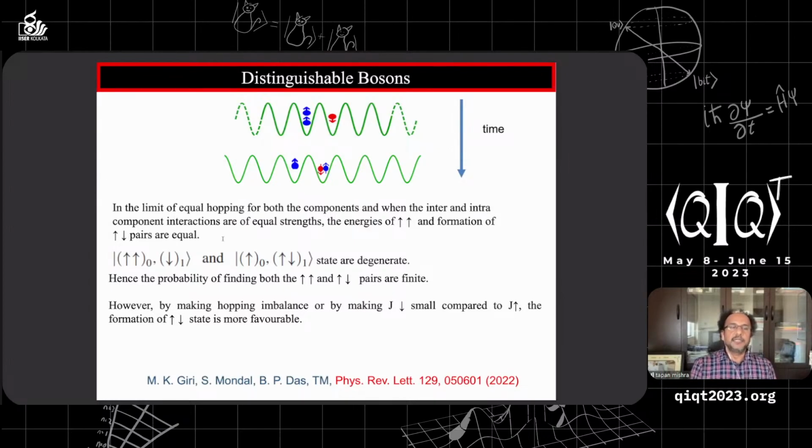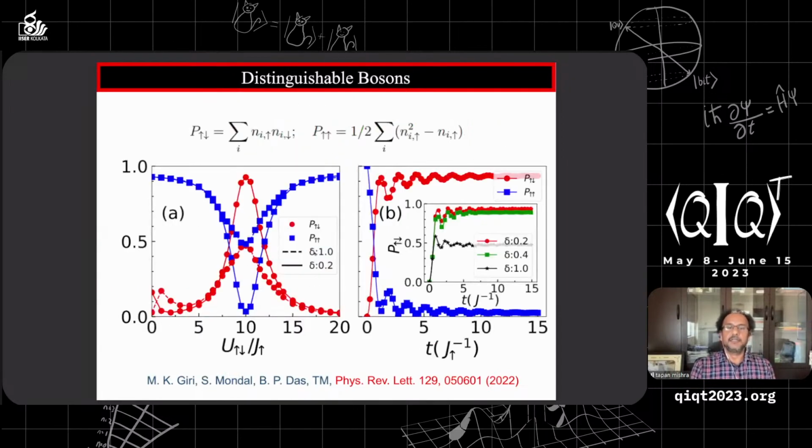So why does this happen? In the limit of equal hopping for both the components, and when the inter- and intra-component interactions are of equal strength, the energies of the up up pair and the up down pair are equal. Therefore the initial state, up at the 0th site and down at the first site, and up at the 0th site and up down at the first site, are degenerate states. Note that I'm talking about equal hopping strengths. When J up and J down are the same, these two states are degenerate. Hence, the probability of finding both pairs is finite.